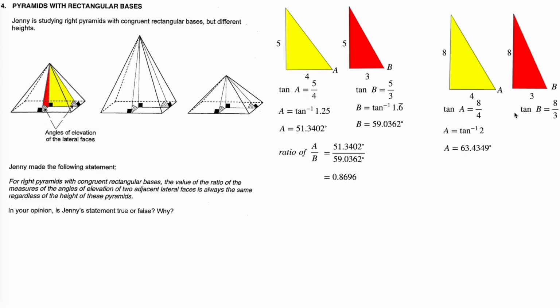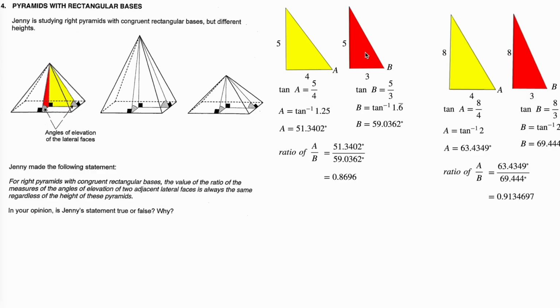With B, we have the tangent of B is 8 over 3. Take the inverse tangent. B is equal to the inverse tangent of 2.6 repeating. That gives us 69.44 degrees. Let's look at the ratio of A over B. 63.4349 degrees divided by 69.444 degrees gives us 0.913467, which is not the same ratio.